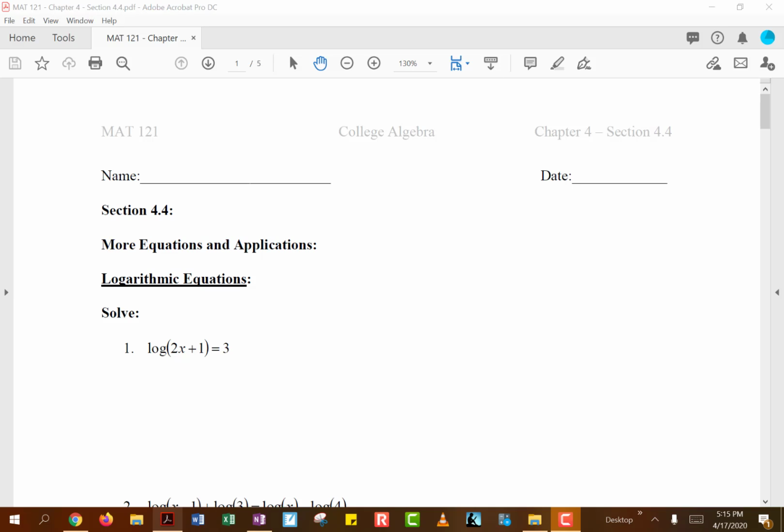Hey everyone, so we're looking at section 4 today. This is just an extension of what we did in section 4.3. We're getting just a little bit more detailed in our equation solving with logarithmic equations and exponential equations.